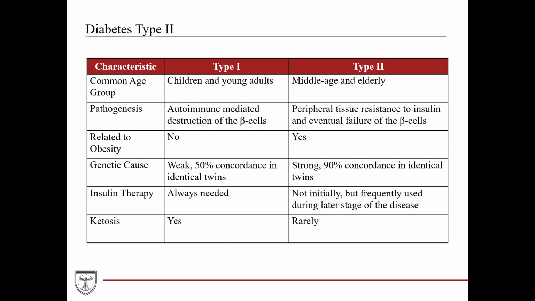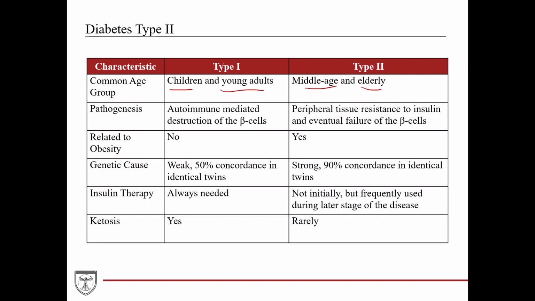Obviously there's a lot of intricate differences, but these are the main ones that help you right away when you're tackling a question stem, to differentiate the two. So the common age group: type 1 is going to be children, adolescents, young adults. Type 2 is the middle-aged, elderly. Now, you can still see children, adolescents, college kids, people in their 30s present with type 2. You can definitely see that happen.